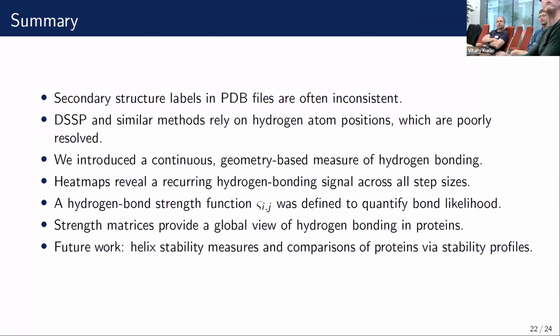And that's the summary. The secondary structure labels are often inconsistent. DSSP and similar methods rely on hydrogen atom positions, which are poorly resolved. We introduce a continuous geometry-based measure of hydrogen bonding. Heat maps reveal a recurring hydrogen bonding region across all step sizes. A hydrogen bond strength function was defined to quantify these bond likelihoods. The strength matrix provides a global view of hydrogen bonding in a protein. And future work is helix stability and comparing proteins by their stability profiles.